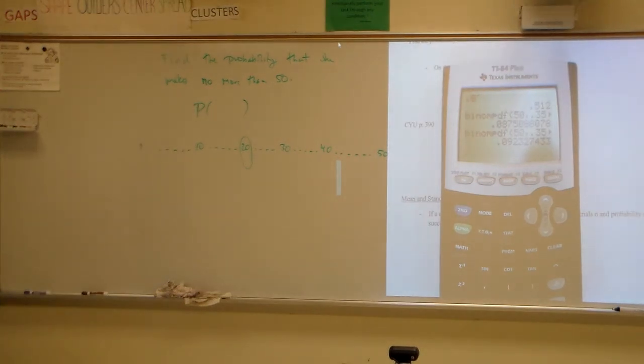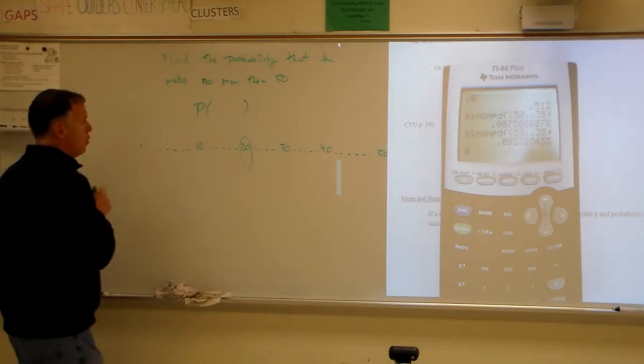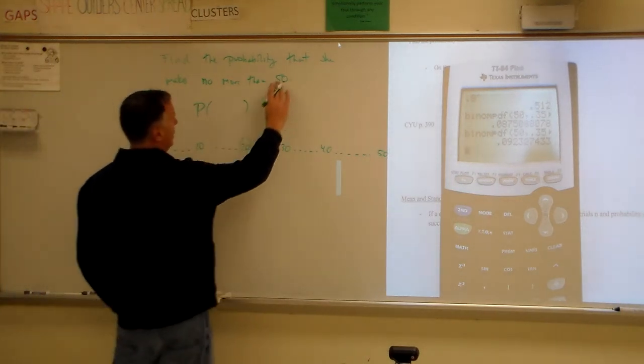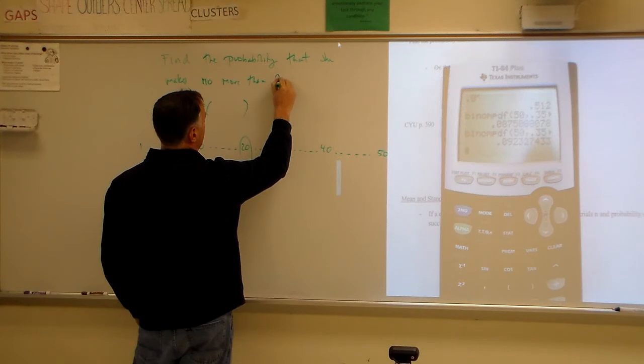Is that X is greater than 20? Is it X is less than or equal to 20? Is it X is greater than or equal to 20? That's what we have to think about. That's what you guys have to get straight. No more than 20. Oh, that says no more than 50. Sorry, I was thinking no more than 20.